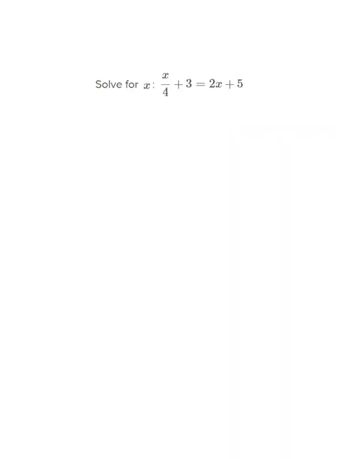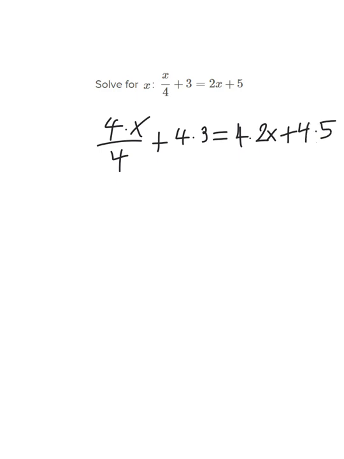All right. One more example. We have x over 4 plus 3 equals 2x plus 5. The fraction is 4. That means our common denominator is 4. So I'm going to multiply every term by 4. 4 times x over 4 plus 4 times 3 equals 4 times 2x plus 4 times 5.